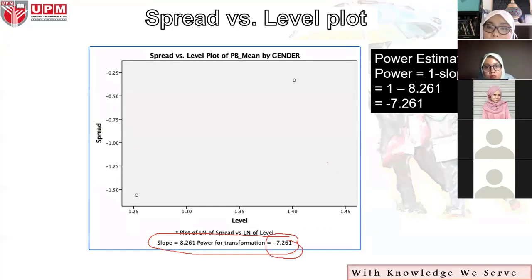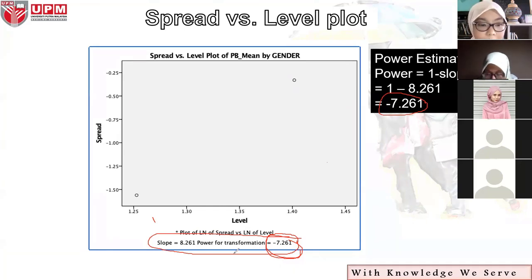So basically the equation for power estimation is power equals 1 minus slope. And this is the equation. To get this power, it equals 1 minus slope, 1 minus 8.261, so equals -7.261. Okay. Got it?